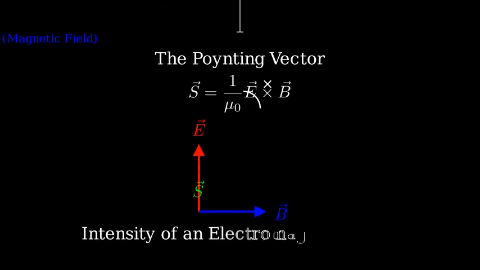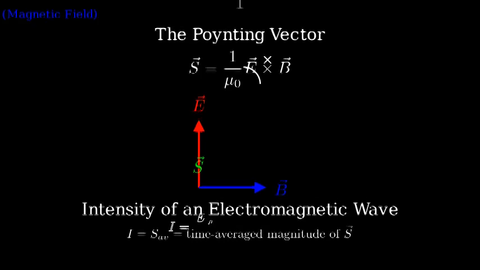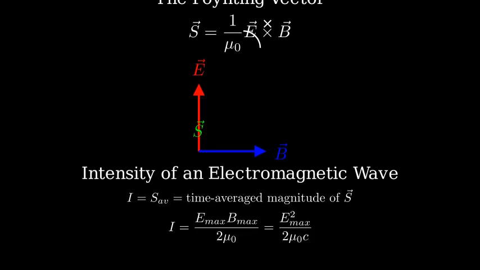For a sinusoidal wave, we can express this intensity in several equivalent forms. First, the intensity equals the maximum electric field times the maximum magnetic field, divided by 2 times mu0. Since the maximum magnetic field equals the maximum electric field divided by c, we can also write that the intensity equals the maximum electric field squared divided by 2 times mu0 times c.